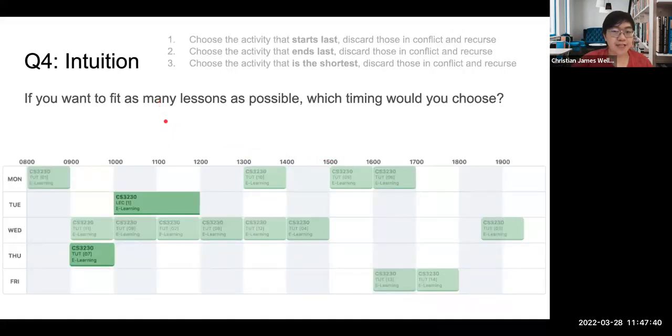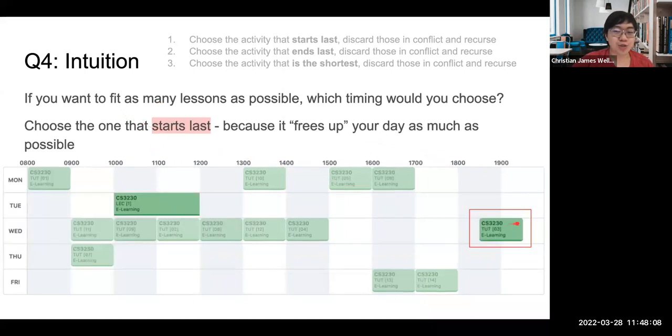But if you want to fit as many lessons as possible, which timing would you choose? This is an intuition. Let's say you're planning a timetable, maybe taking 8 modules this semester, like 32 MCs. I know some of you are probably doing that much. But let's say you want to fit as many lessons as possible. Which timing would you choose?